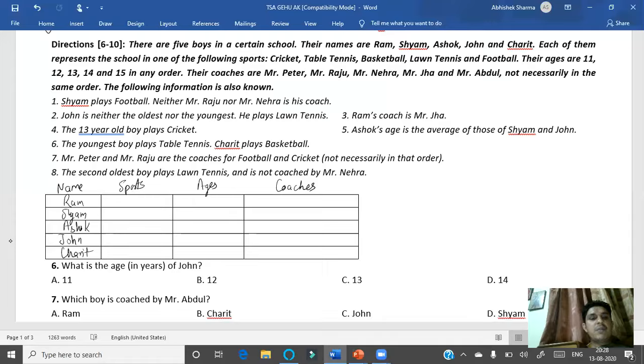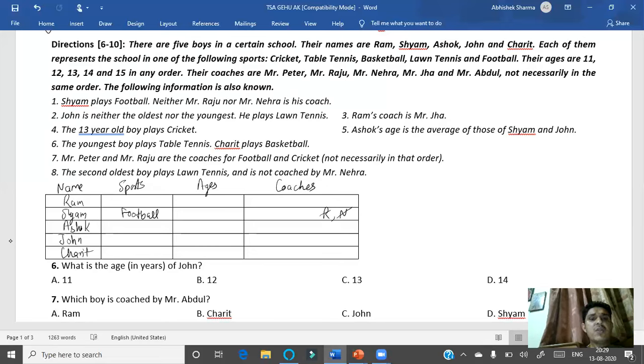My first statement is Sham plays football, and neither Mr. Peter nor Mr. Raju is his coach. So Sham, and the name of the sport is football. He's saying that neither Mr. Peter, neither Mr. Raju, not Nehra. So Raju will not be here, and Nehra will not be here.